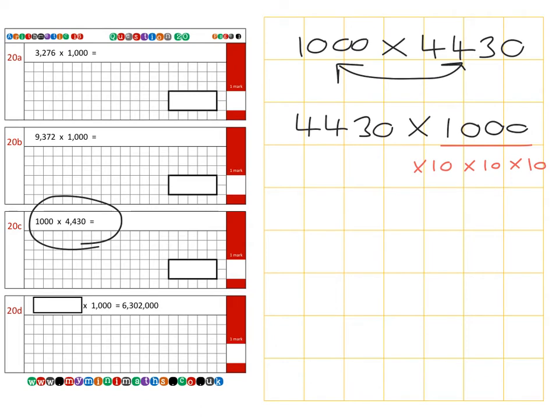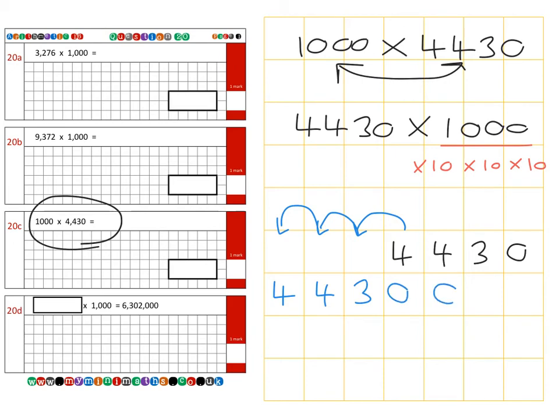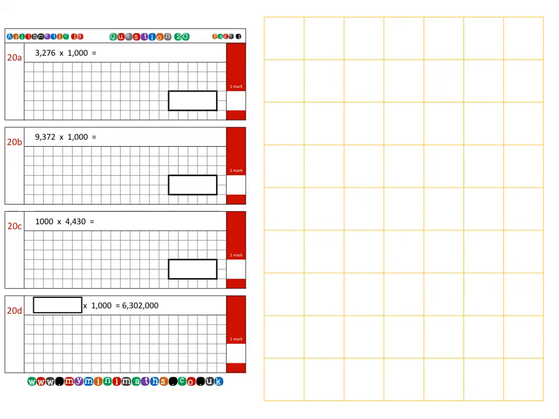So if we write the original number, 4,430, and then we move that number 3 spaces bigger, times 10, times 100, times 1,000. We start our 4 digits like we said before, and then fill in those gaps with zeros. We have a final answer of 4,430,000.